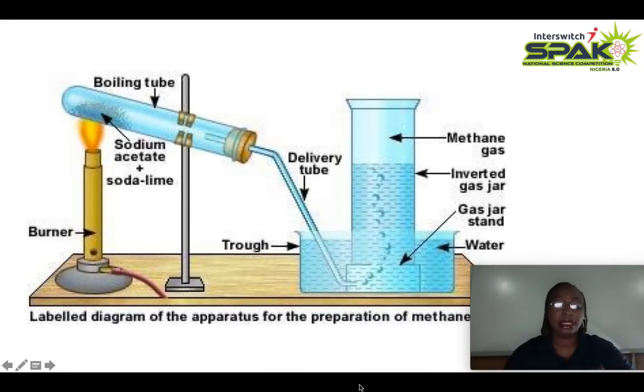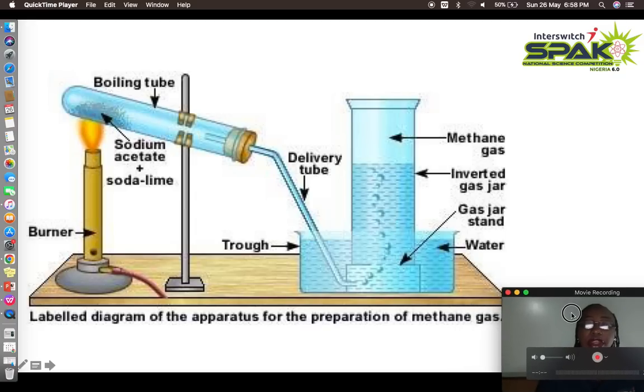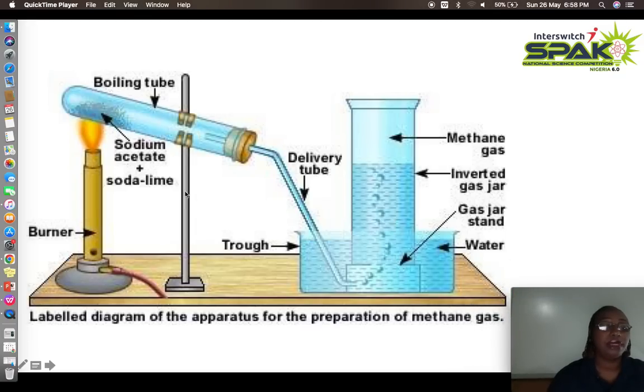Now this is a diagram for the preparation of methane. That's sodium ethanoate plus soda lime. You heat, and your methane is produced, collected upwardly.